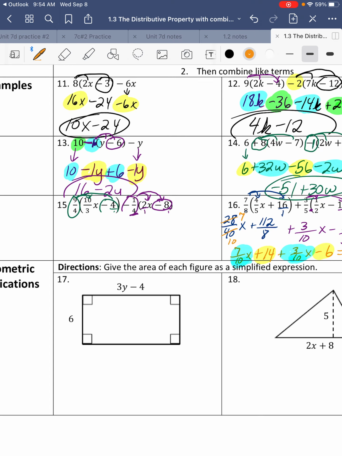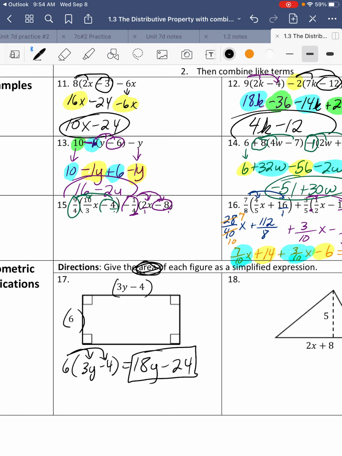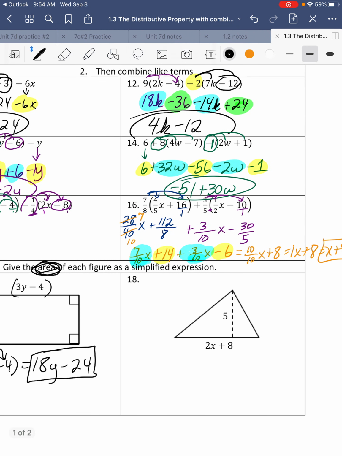Lastly, number 17. We have to give the area of each figure. Area means length times width. So we need to multiply length times width, so 6 times 3y minus 4. Well, that means we need to distribute, so 6 times 3y is 18y. 6 times negative 4 is negative 24, so minus 24. No like terms, nothing to simplify, and that's it.